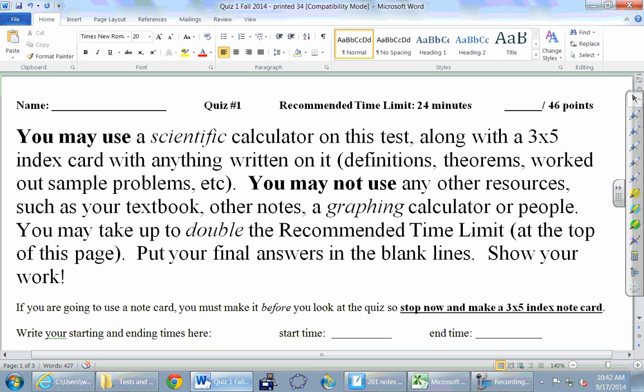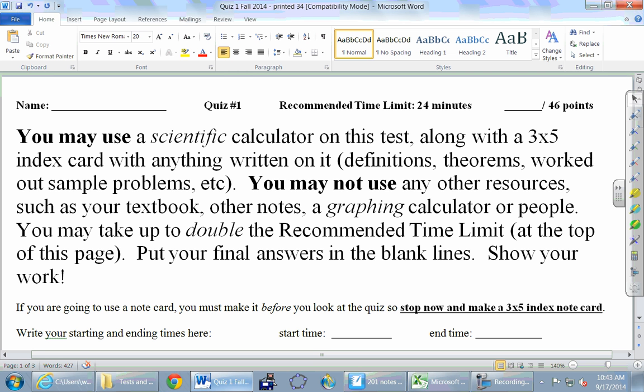You can take up to double the recommended time limit. Here is the recommended time limit for this quiz. It's 24 minutes. You can take up to 48. If you're really on the ball, you should be finishing this thing in less than 24. But I want to make sure everybody has an opportunity to show me everything that they know, okay? But up to 48 minutes. And we're trusting you on your honor in terms of not using illegal resources and in terms of not using more than the recommended amount of time. And so you are going to write your start time and end time right there on the quiz. Questions on the rules?